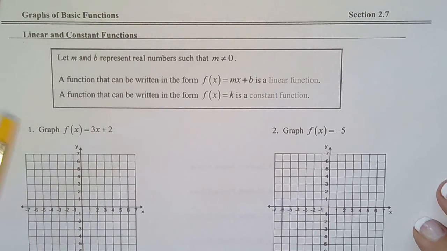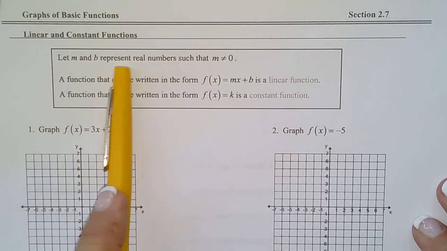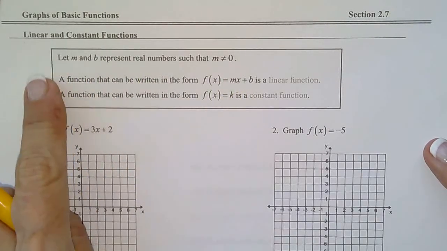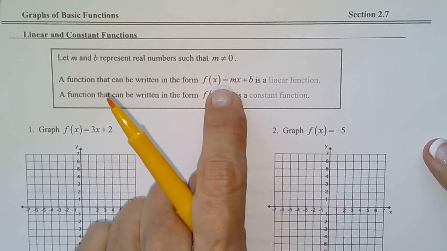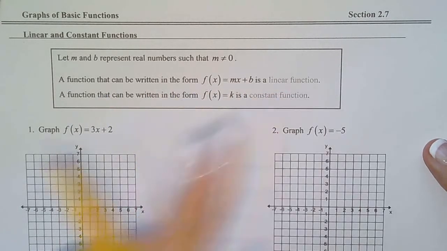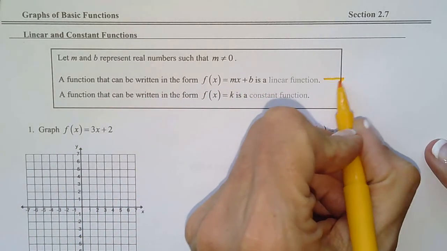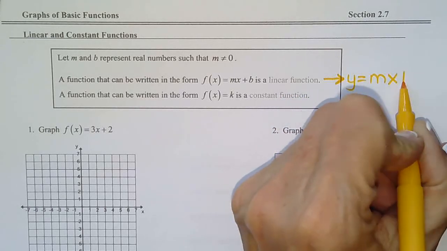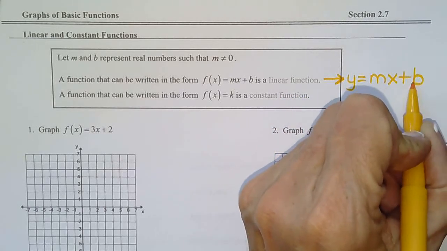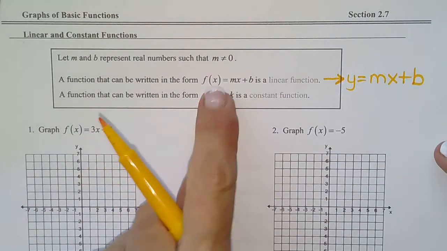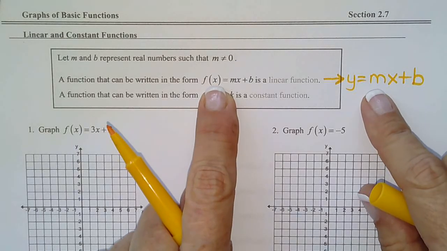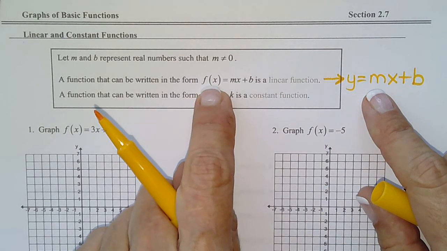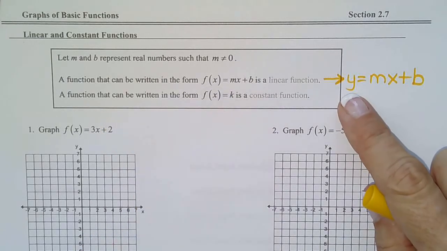So we have m and b represent real numbers such that m is not 0. So f of x equals mx plus b is a linear function. So think back to this, y equals mx plus b. Remember how we learned that was a linear equation? Well, these are exactly the same thing. They just replace the word equation with function because now they're using f of x in place of y.